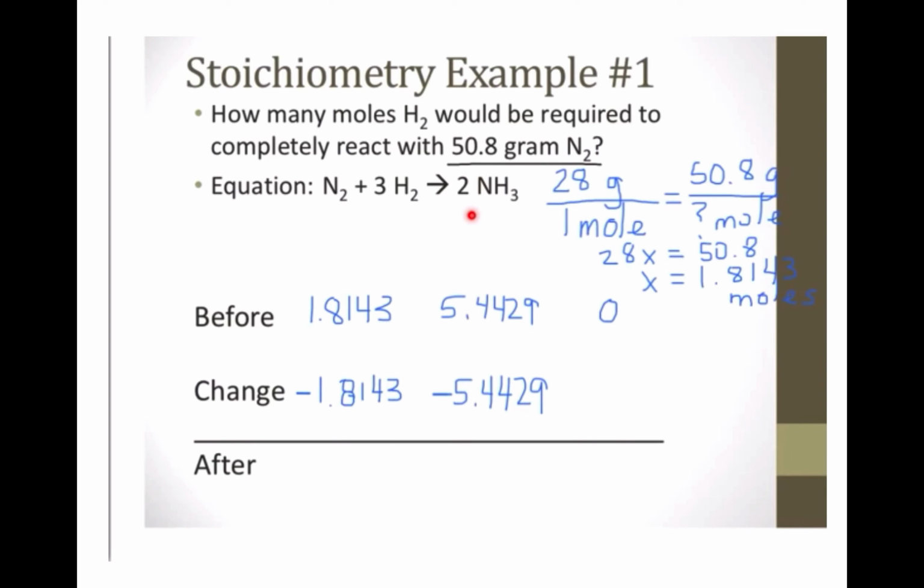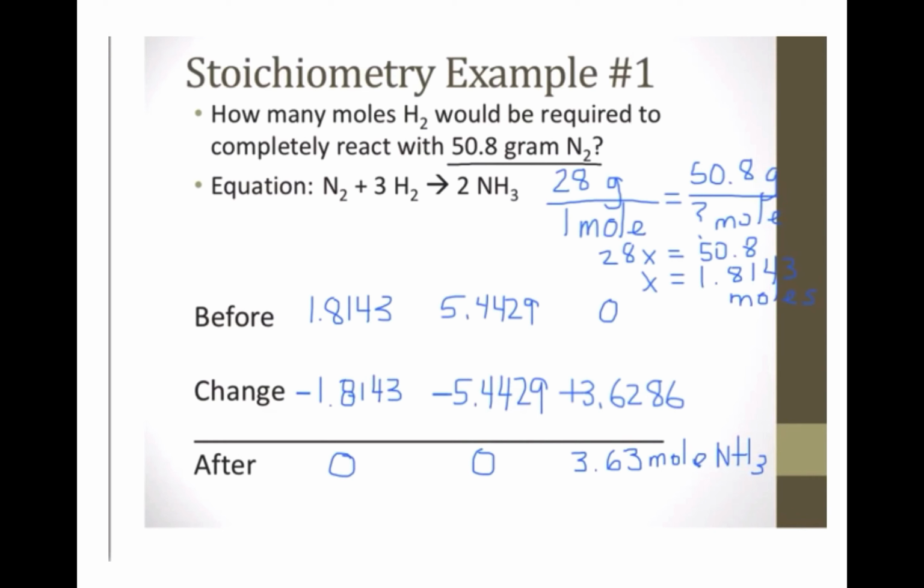So I'm going to take that 1.8143 and multiply it by 2 to get 3.6286. I created, again, twice as many moles of NH3 as I used up moles of nitrogen. So after my reaction is complete, I have completely used up the nitrogen, I've completely used up the hydrogen, and I have created 3.63 moles of NH3. So now it's time to identify what exactly the question was asking me.